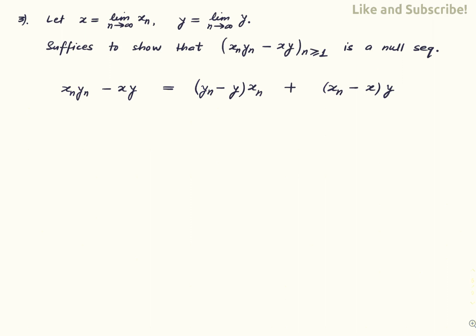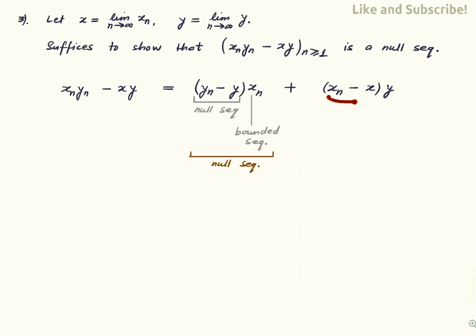All right. Note that this is a null sequence. Yn minus y is a null sequence. Xn is a convergent sequence and hence a bounded sequence. We just showed that convergent sequences are bounded. And now what we recalled was, if you have a null sequence multiplied with a bounded sequence, you get a null sequence. So this is a null sequence. Okay, the first one is a null sequence.